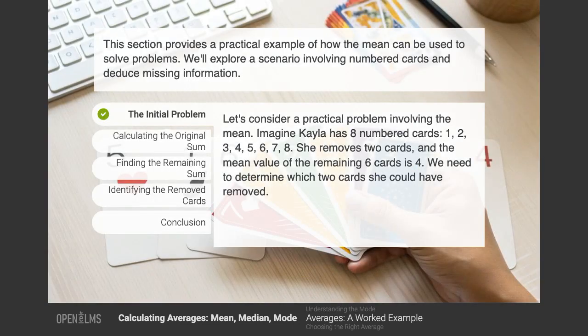This section provides a practical example of how the mean can be used to solve problems. We'll explore a scenario involving numbered cards and deduce missing information.